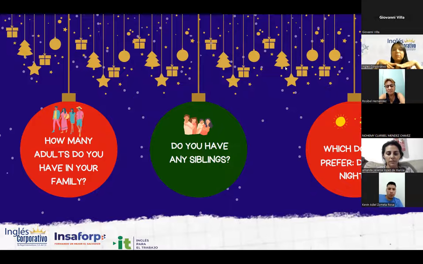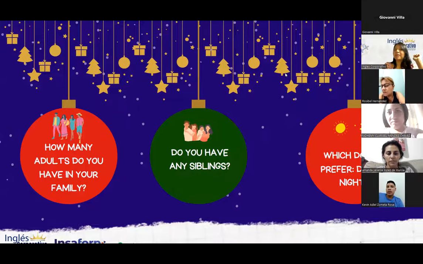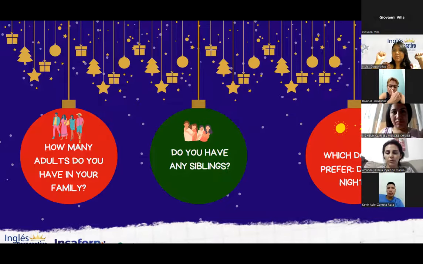Kevin, what about in your family? How many adults do you have? My family adults is... Okay, adults. 6 adults. Okay. And you, Amanda, how many adults do you have in your family? There are 3 adults in my family.